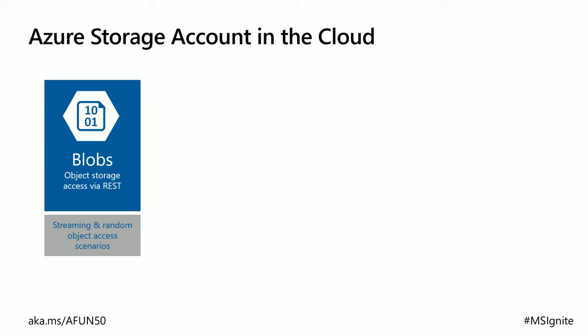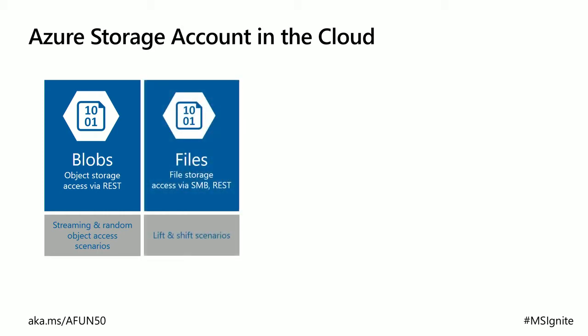The file system itself can store up to 8 terabytes of data. It's available in hot, cold, and archive tiers, and it excels at storing either very large objects or large collections of objects that we need to be able to access randomly, or large objects that we need to be able to stream.